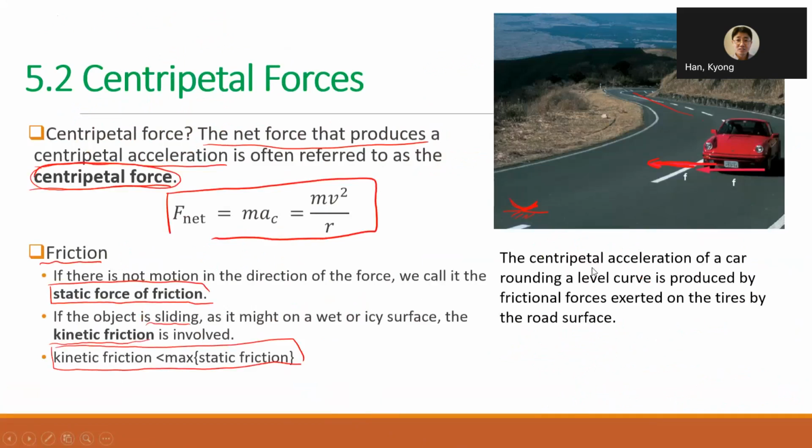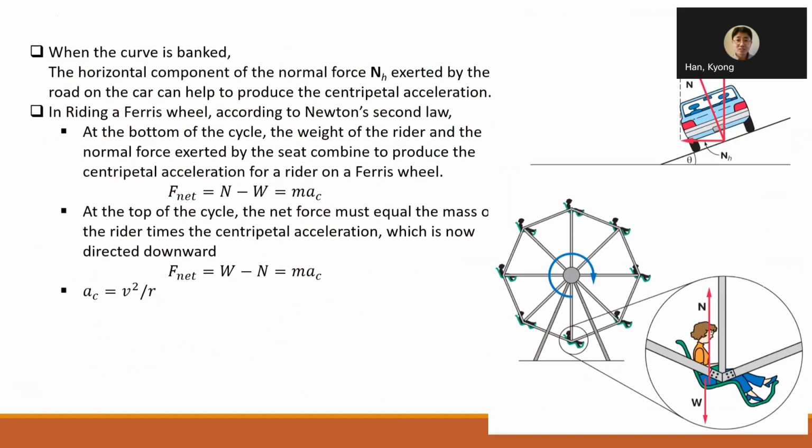The centripetal acceleration of a car rounding a level curve is produced by the frictional force exerted on the tires by the road surface. This frictional force prevents the car from escaping from the road, failing to follow the curve. And when the curve is banked, the horizontal component of the normal force exerted by the road on the car can help to produce centripetal acceleration.